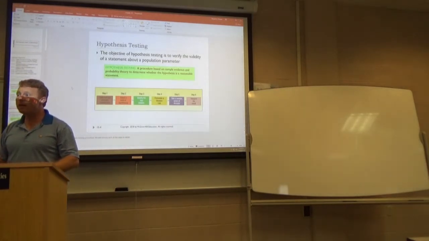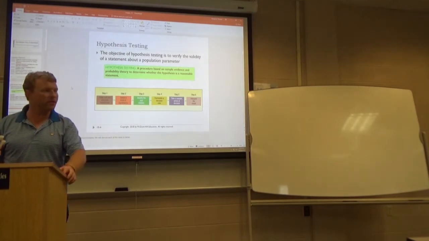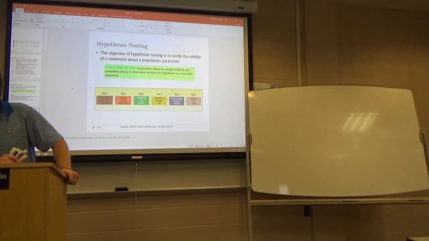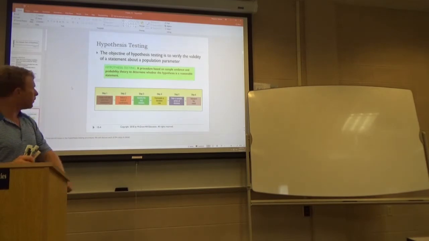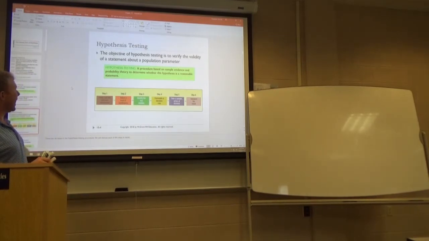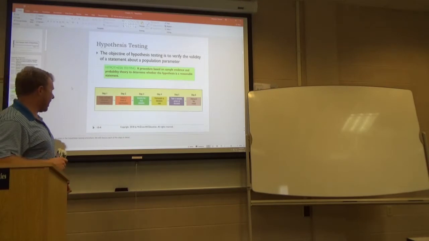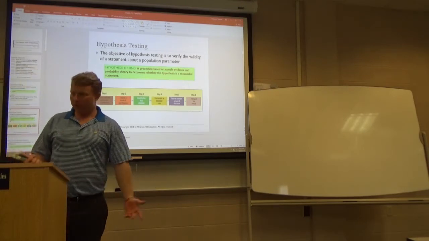Best reason being what? We don't need to. We got good methods to not have to do it, all right? So we're still taking samples, aren't we? Okay? Now, in probability theory, which is what we've been studying since chapter 5, especially in chapters 5 and 7, we use it to determine whether the hypothesis is a reasonable statement.